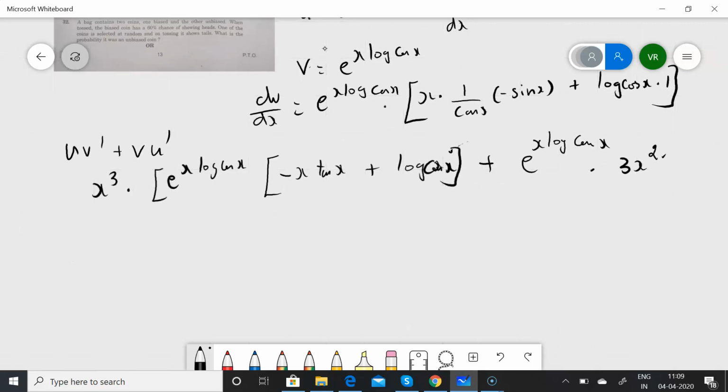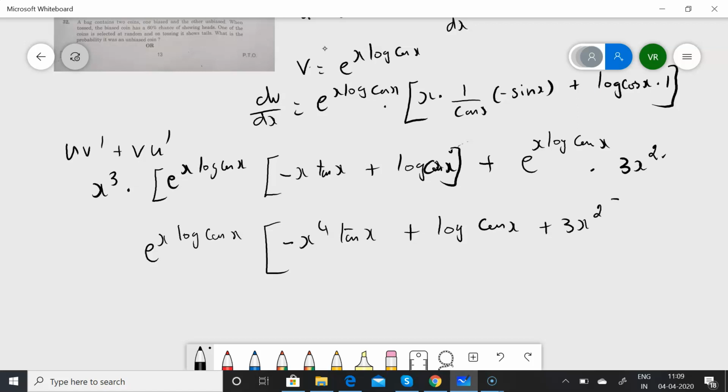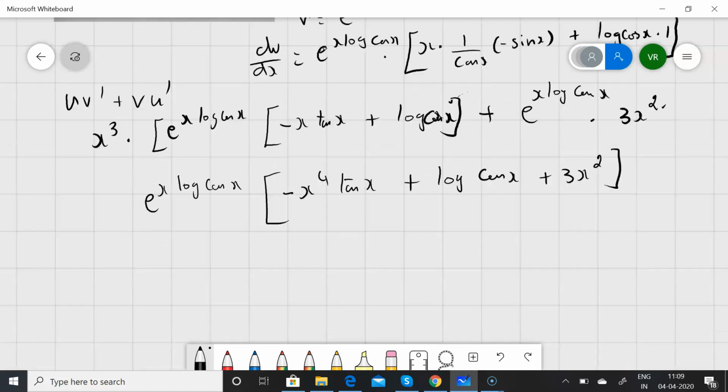Now this can be written as, I'll take e to the power of x log of cos x as the common factor, log of cos x. So now this becomes minus x power 4 tan x plus log of cos x plus 3x squared. So this is now going to be the derivative for the first function.